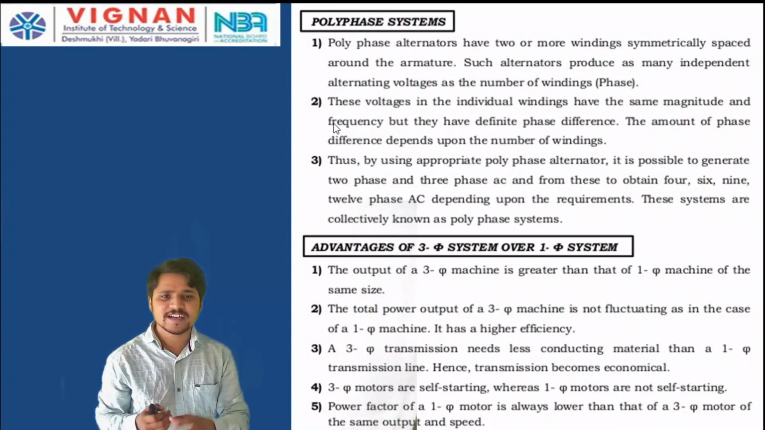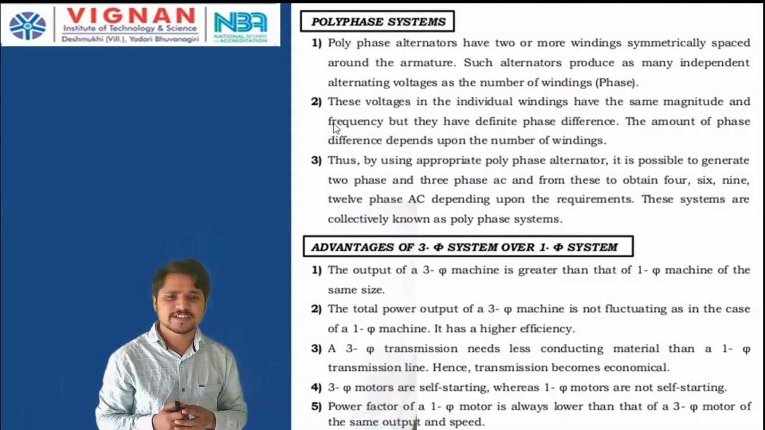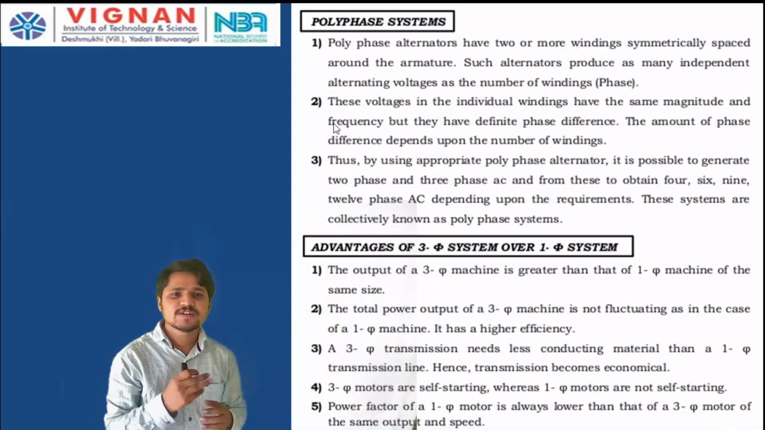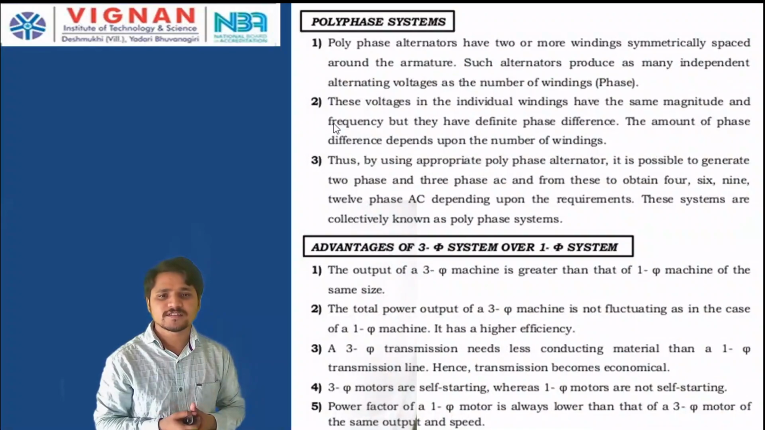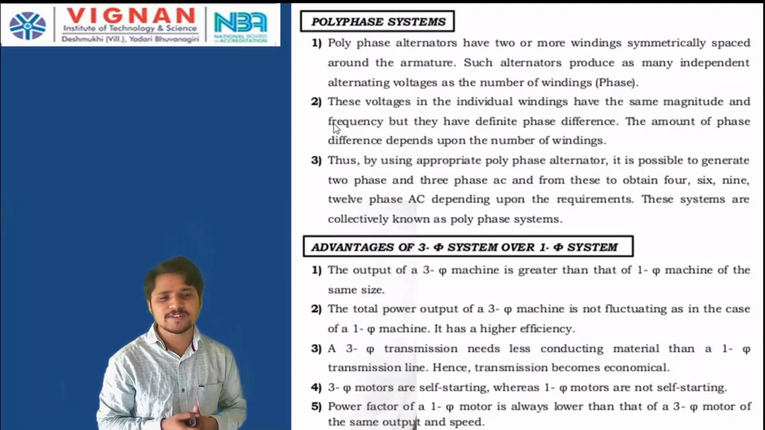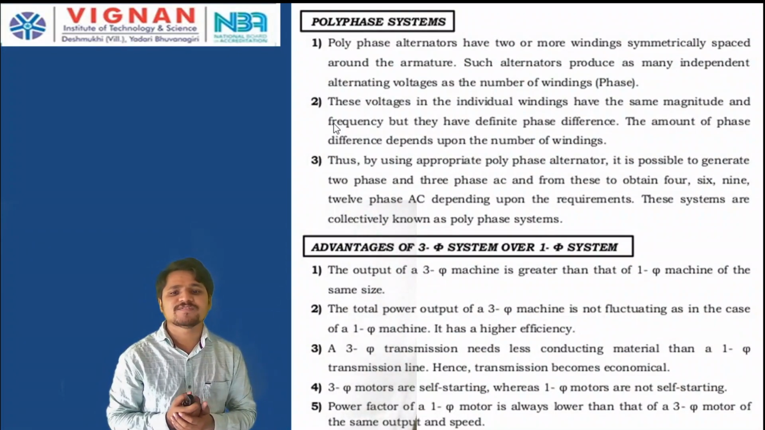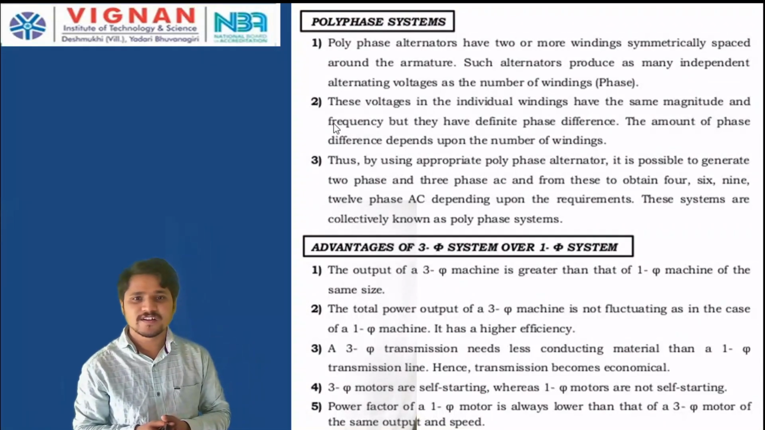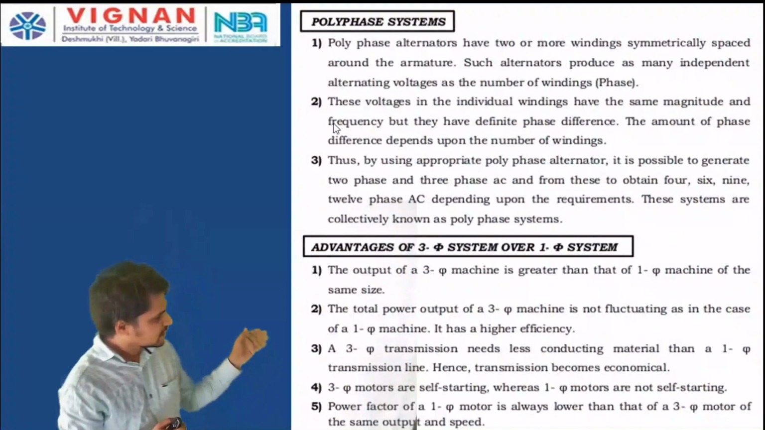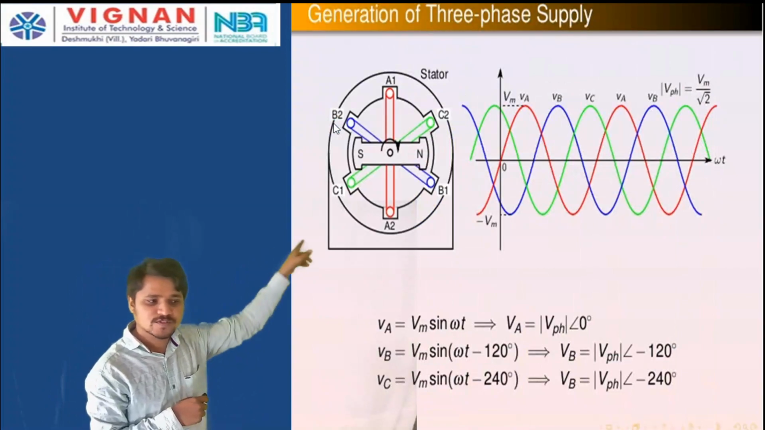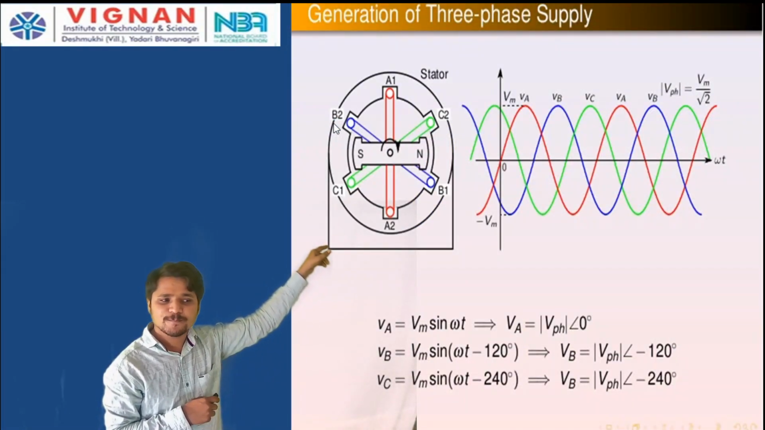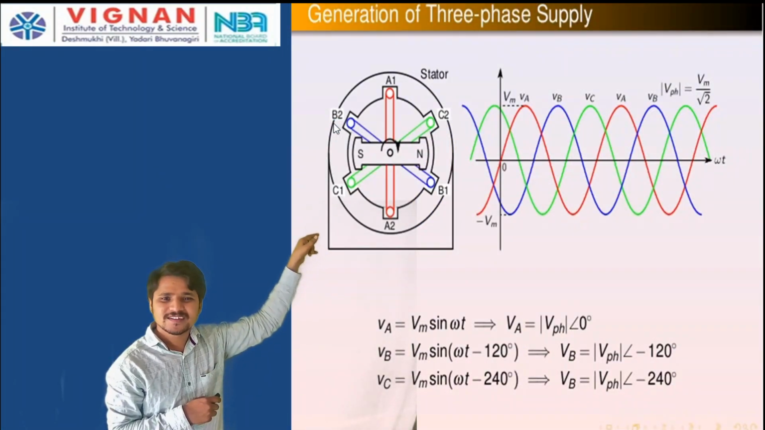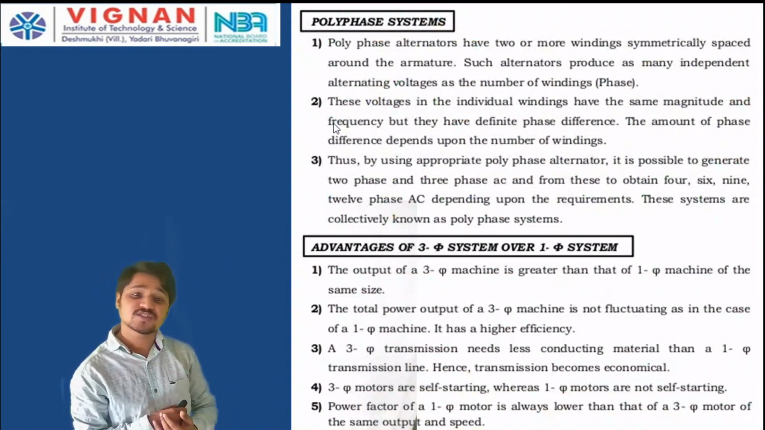That means, let us say 100 volt amperes is the output of the single-phase system and 300 volt amperes is the output of the three-phase machine. And the total power output of a three-phase machine is not fluctuating, unlike in the case of a single-phase machine. So it has a higher efficiency. We have seen the waveforms just now. See, this is not fluctuating. It is a continuous signal, continuous generation. But coming to the single-phase system, there is a fluctuation in the voltage levels.